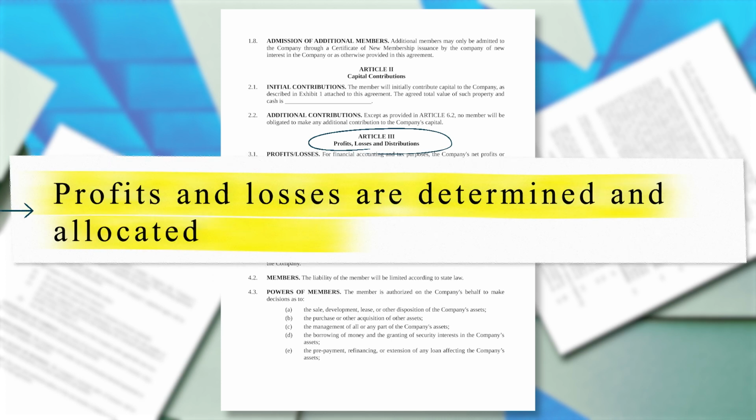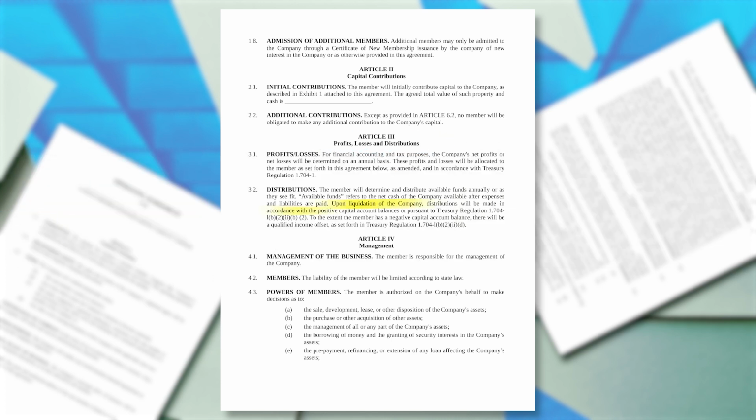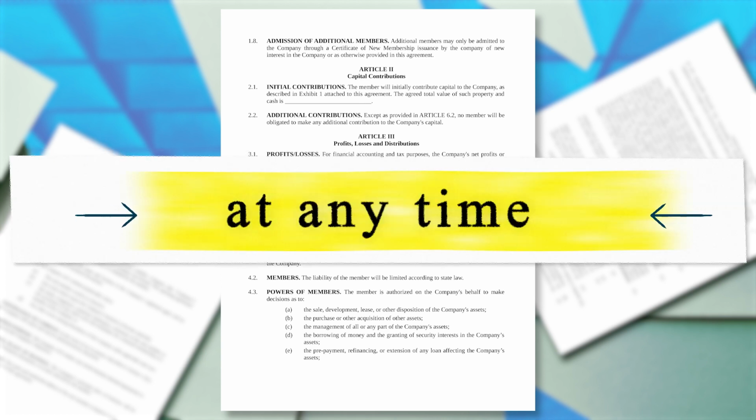The next article explains something we think you'll find pretty important: how and when you get your money. Profits and losses are determined and allocated annually. After you pay expenses and any liabilities, you can make distributions at any time. Woohoo! Since this is a single member LLC, you're in charge.